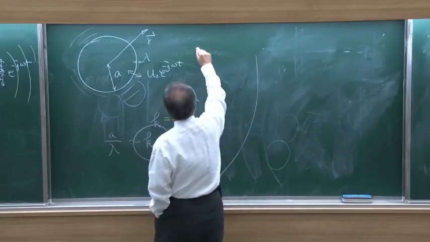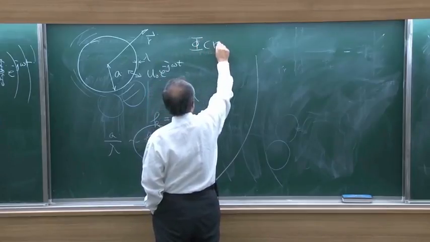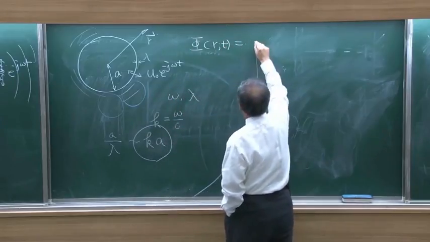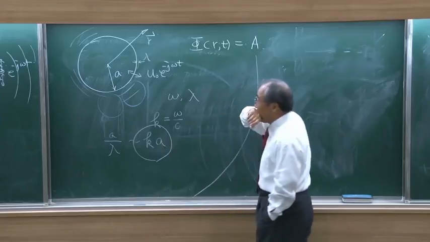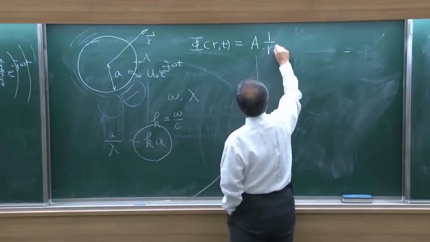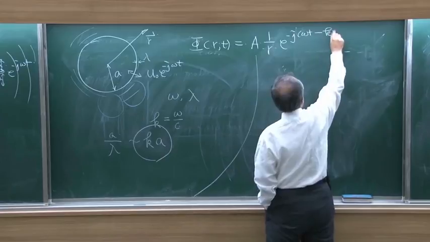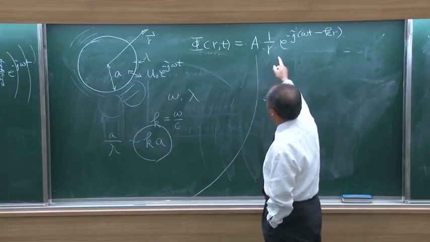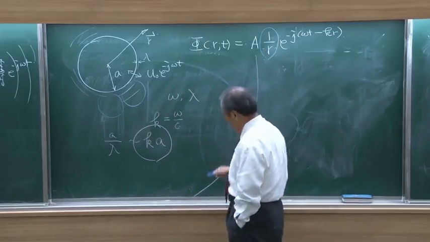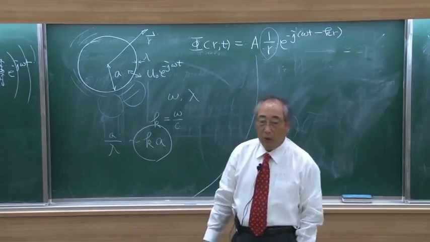Let's invite the velocity potential phi, which depends on r as well as time. This will have some arbitrary amplitude, and obviously it will decay as 1 over r, times exponential minus j omega t minus kr. How do I know it depends on 1 over r? There are several ways to understand that it will depend on 1 over r.